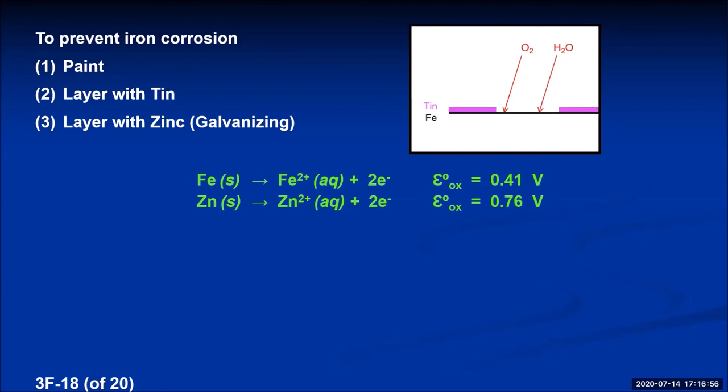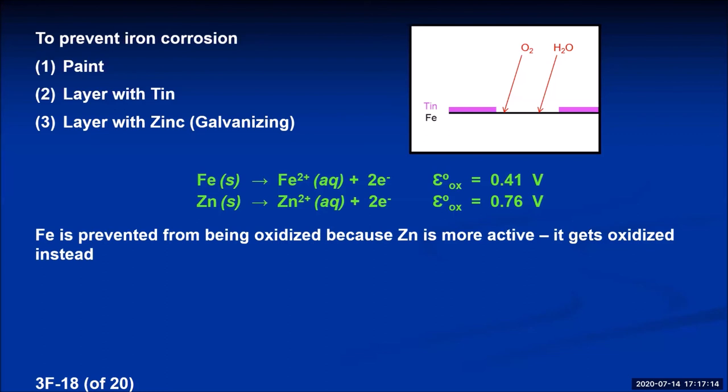So if you expose iron and zinc to oxygen and water vapor, which one of the two elements is going to oxidize more readily? It's going to be the zinc. So what happens when you galvanize a piece of iron like a shovel with zinc, the zinc will oxidize instead of the iron. So the iron is prevented from being oxidized because zinc is more reactive. It gets oxidized instead.